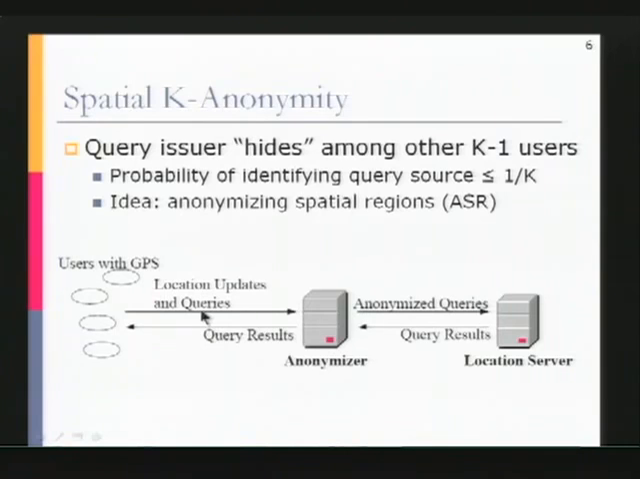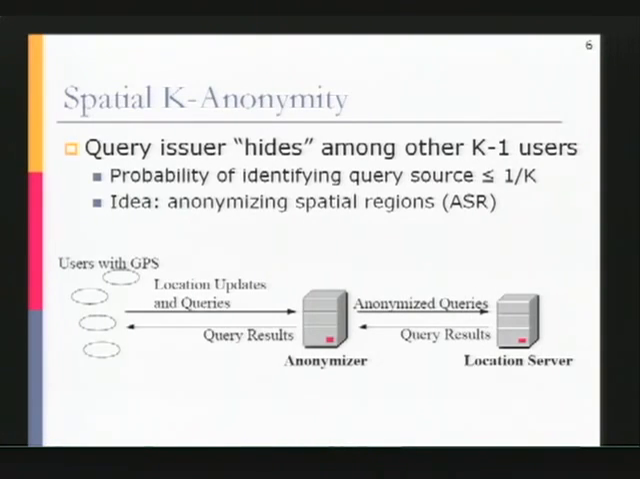And then each user has to periodically update the location where he's situated. Whenever a query is sent, instead of sending the query directly to the location server, we will send it first to the anonymizer. The anonymizer will assemble the ASR, as we have seen in the previous example. Then the ASR is sent to the location server. The location server will process the query and send back the candidate results, which, as I mentioned earlier, are a superset of the actual result. And then the anonymizer will filter the result and send back the actual result to the user.